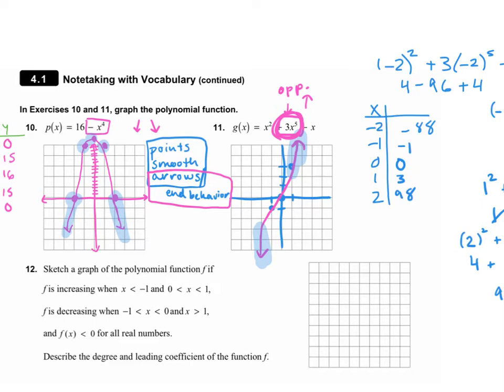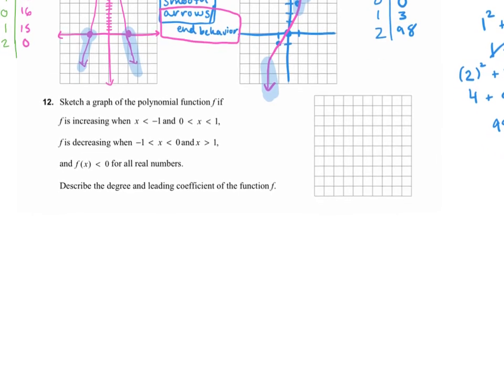All right, let's do number 12. So we need to sketch the graph of the polynomial function f if f is increasing when x is less than -1 and in between 0 and 1. So let's draw our graph. Up top here, I'm going to write where we're increasing and decreasing. So everything less than -1, we are increasing. So from here until we get to -1, we're increasing. From 0 to 1, we're also increasing.